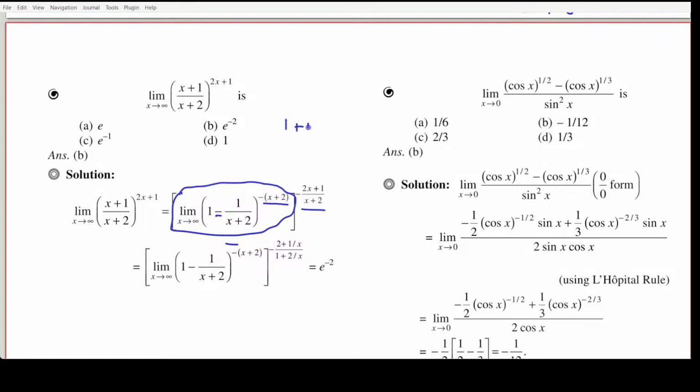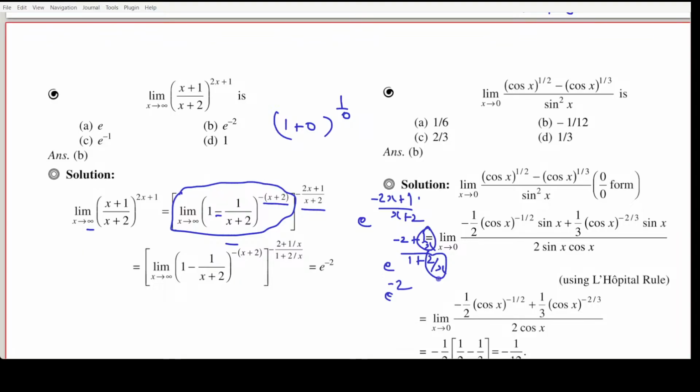This is in the format of (1 + 0) to the power 1/0, no? This part is actually e. Do you agree with this? We have converted this to the (1 + 0) to the power 1/0 format. When this is e, what have we got? We have got e to the power minus (2x + 1)/(x + 2). Now we are dividing both numerator and denominator by x. So, e to the power minus (2 + 1/x)/(1 + 2/x). When x tends to infinity, this part will become 0, this part will become 0. So we'll be left with e to the power minus 2.